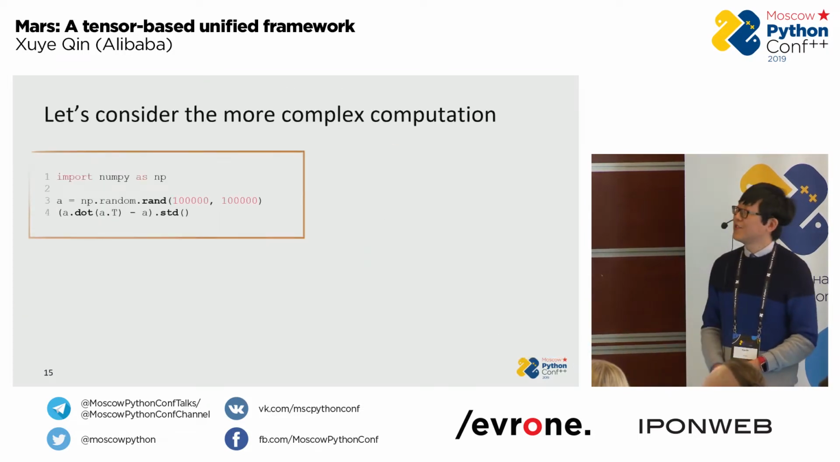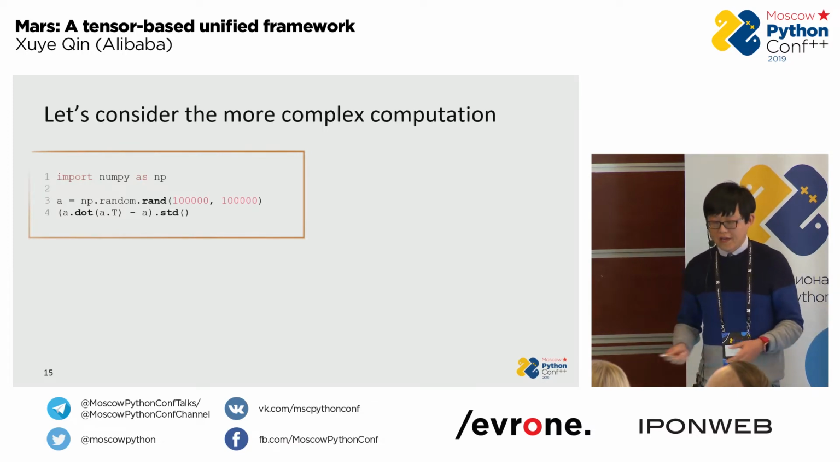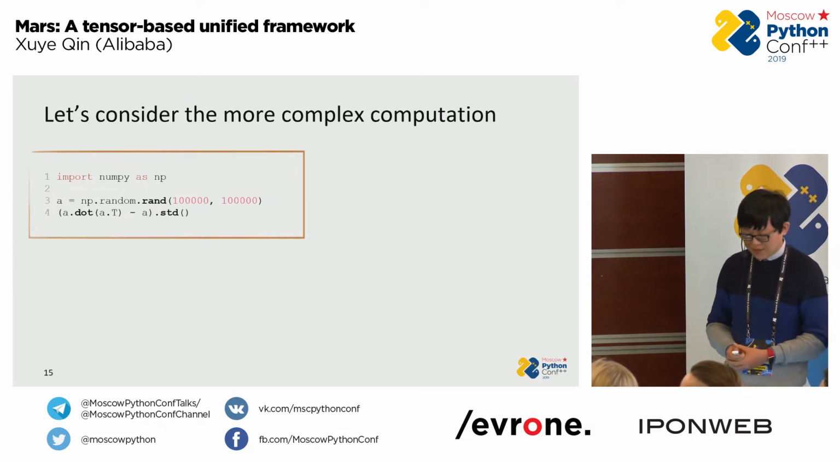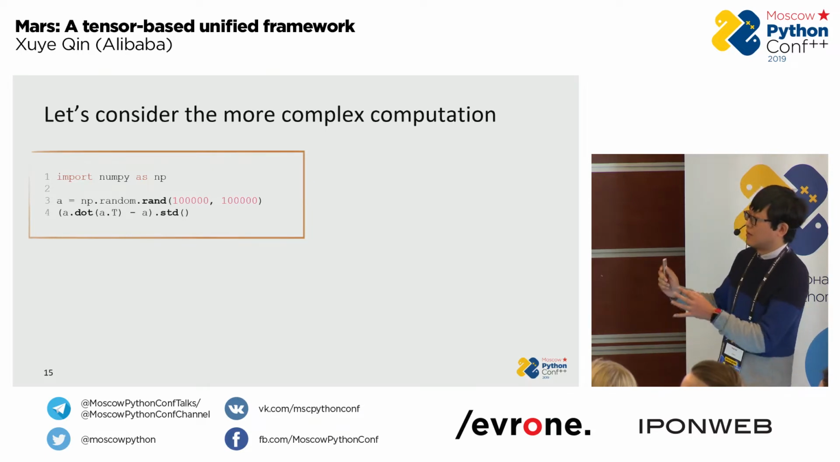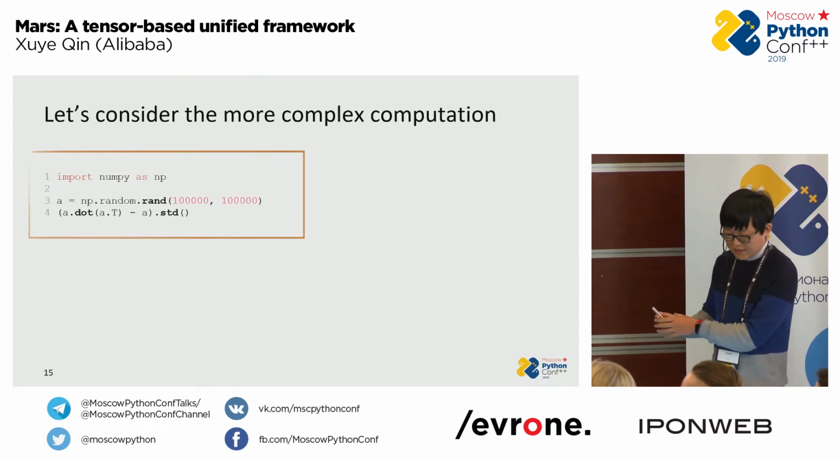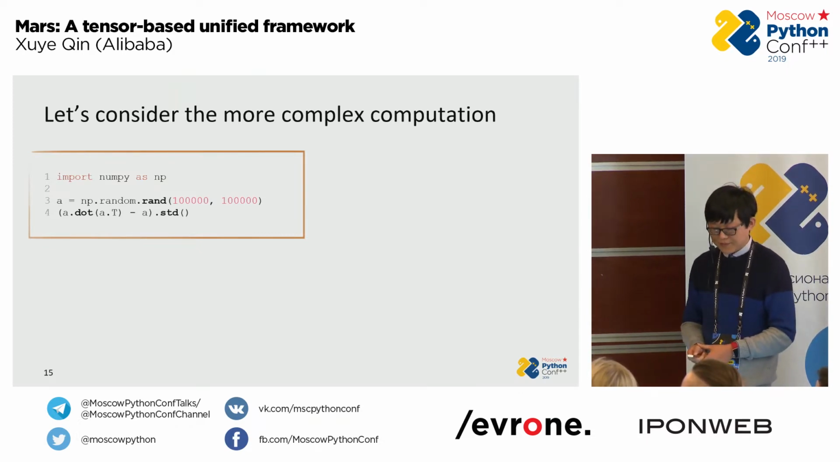So let's consider some more complex computation. Here we create a random matrix of 100,000 by 100,000, and we do A dot the transpose of itself, and we subtract A, and at last we take the standard deviation.